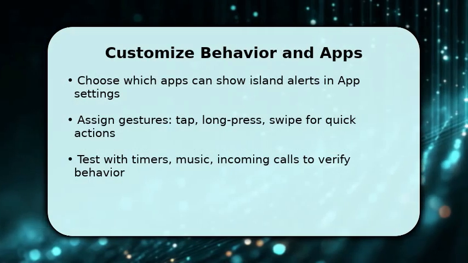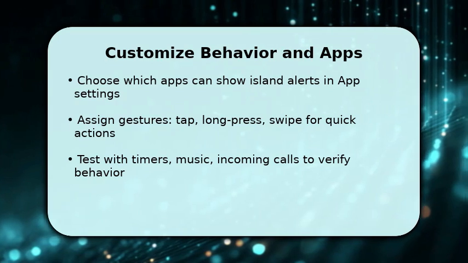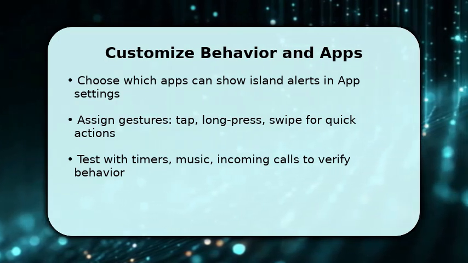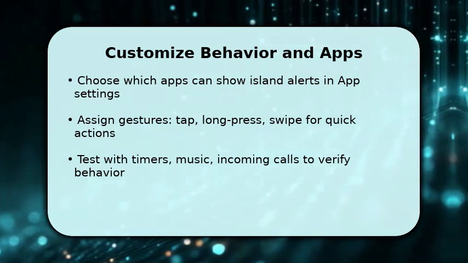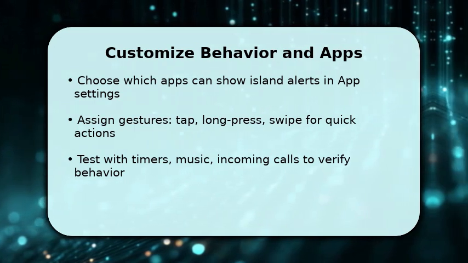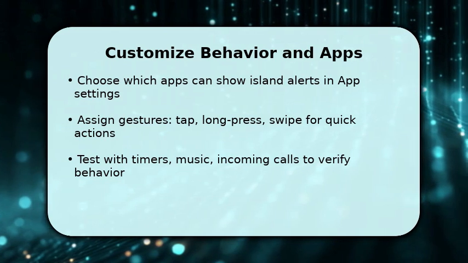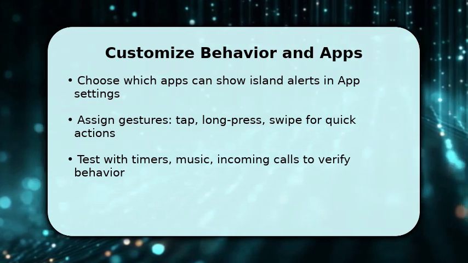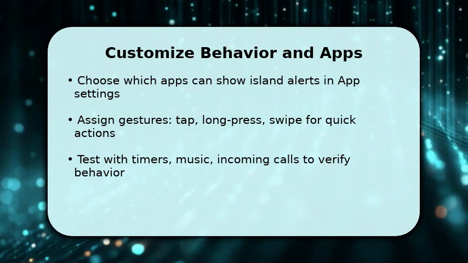Now you refine how the island works. Go into Dynamic Island options and pick which apps can use it. Limiting apps reduces clutter and battery use. Then assign gestures: tap to expand, long press for more controls, swipe to dismiss, so you can interact quickly.